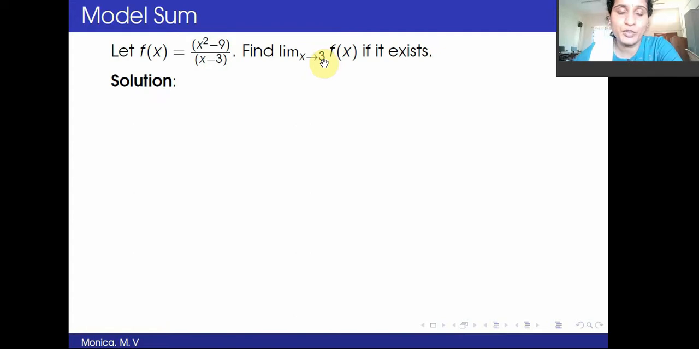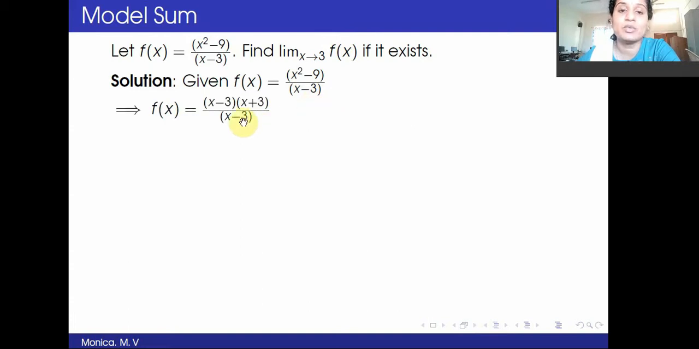We'll start with the solution. I'll take the function f of x is equal to x square minus 9 divided by x minus 3. Now, the easiest way to find the limit, what you have already studied, is to take the point and substitute in the function. Let's see what happens. This becomes 3 square minus 9, that is 0, and this becomes 3 minus 3, that is also 0. 0 by 0 is not defined, so I need to do something else.